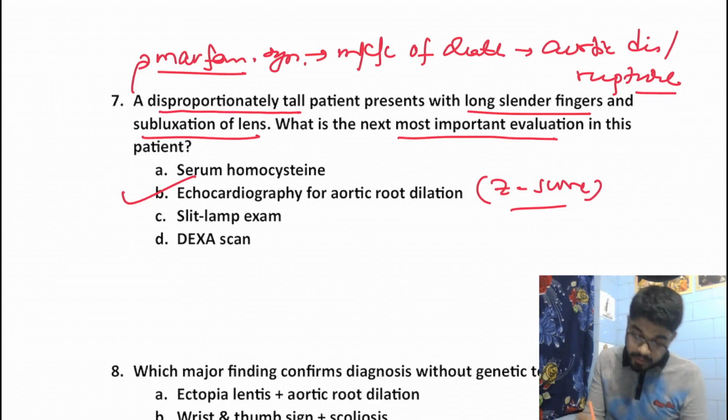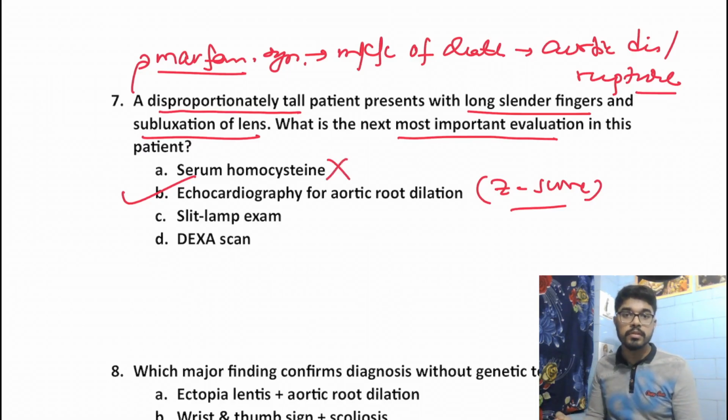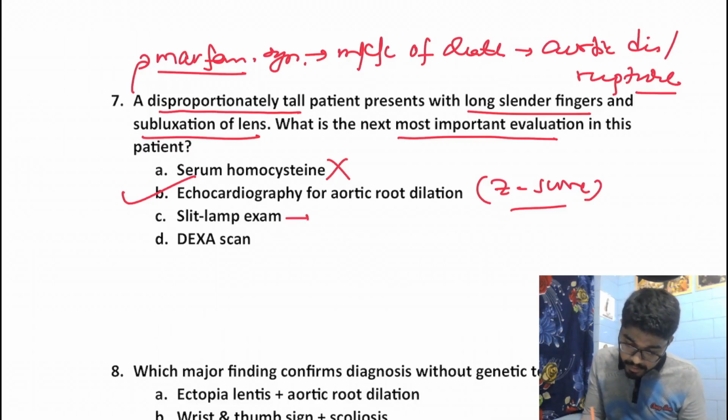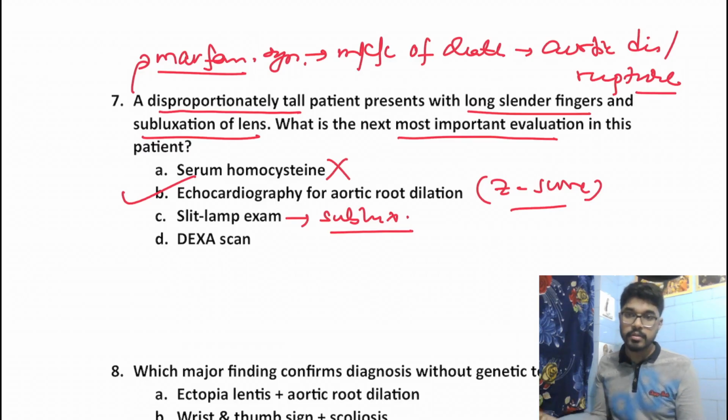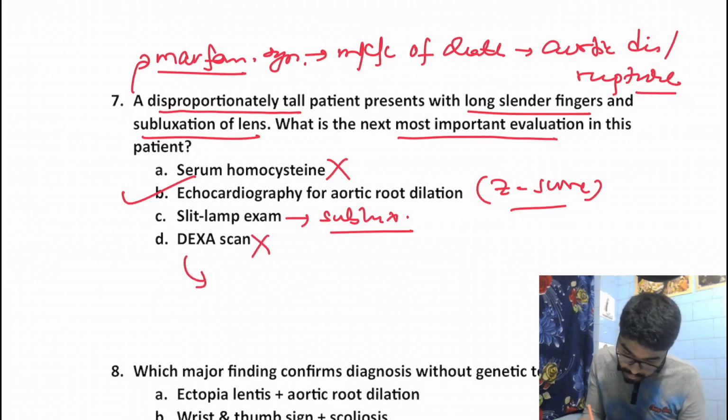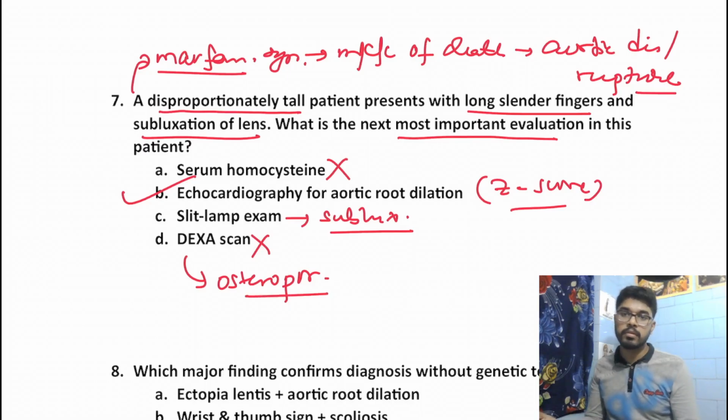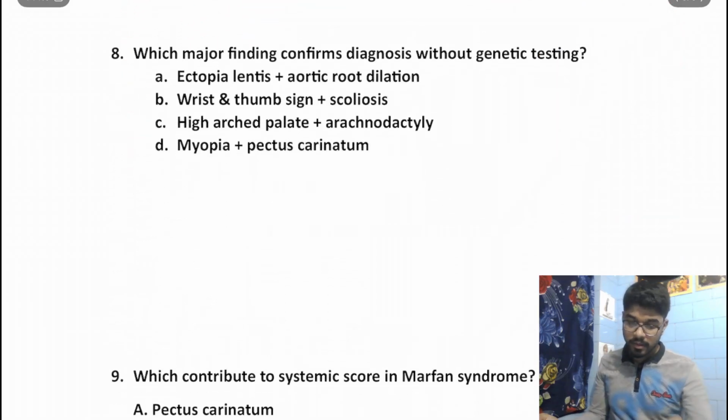Okay. Serum homocysteine is not done. It is used for homocystinuria. Slit lamp examination is used for subluxation, but the question already mentions subluxation. Why should we perform it again? And DEXA scan is also not required because it is required for osteoporosis, and osteoporosis is not seen in Marfan. Okay. Moving on to the next question.